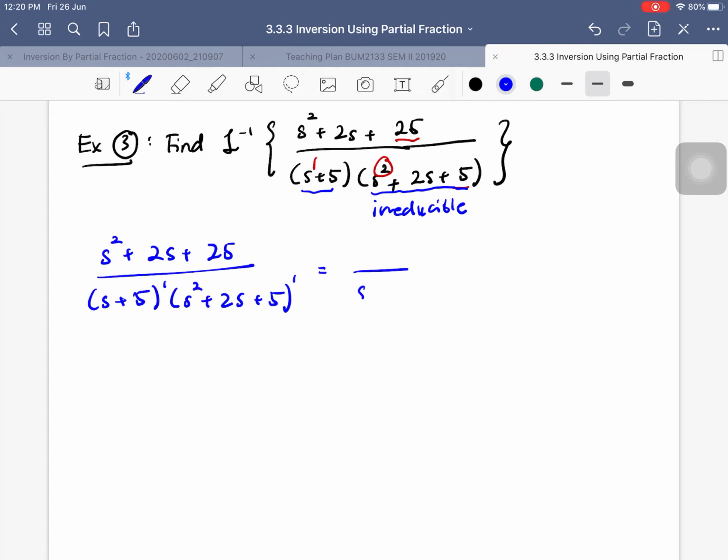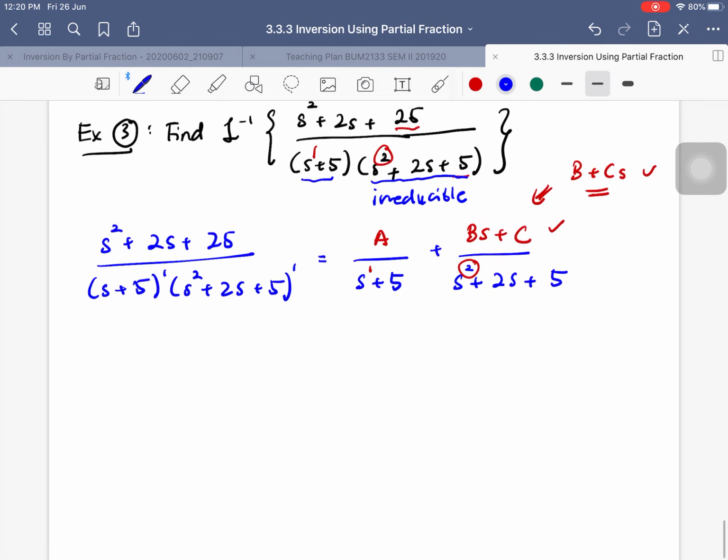So the first one is going to be over s plus 5, and the second one is going to be over our irreducible function of s squared plus 2s plus 5. And regarding what goes on top, this is to the power of 1, so I'm going to have A on top. This is to the power of 2, so I'm going to have bs plus c. Sometimes you can also write it as b plus cs, so either way is correct, it doesn't matter. But if you write it this way, then your values of b and c will be the other way around compared to mine. Both of them are correct, no need to worry about that.